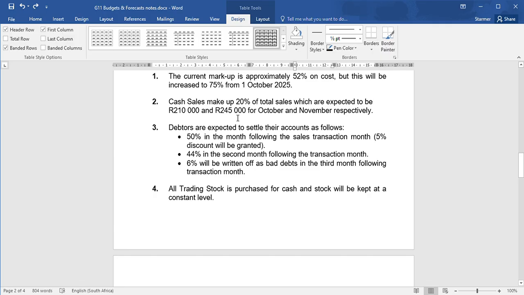Now you need to read how debtors are going to pay you back. The first thing they tell you is 50% in the month following the sales transaction month, and they get a discount. 44% is the second month following the transaction month, and 6% will be written off as bad debts. You don't need to worry about those bad debts for the cash budget, because bad debts do not involve any money coming in or going out of the business. You would only need to know that if you were doing your income forecast, because bad debts are an expense, so you'd need to record it. So remember: 50% in the month following, 44% in the second month following.